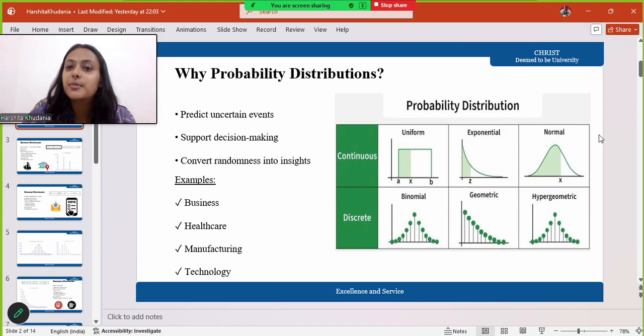Why probability distributions? Many real life situations involve uncertainty. Probability distributions help us estimate the likelihood of different outcomes and support better decision making in fields such as business, healthcare, manufacturing, finance, and technology. Now, let us discuss each probability distribution in detail.